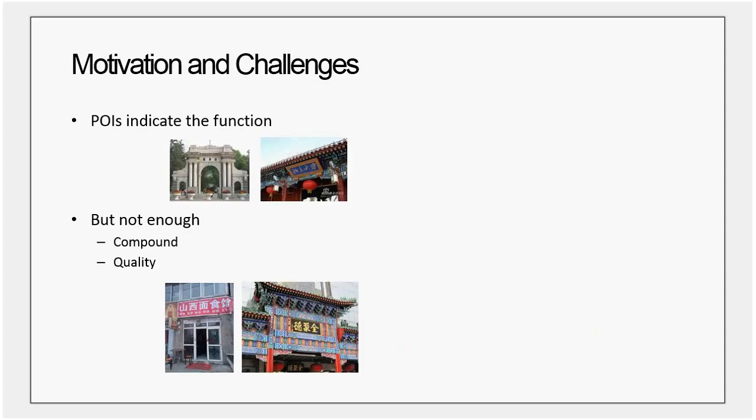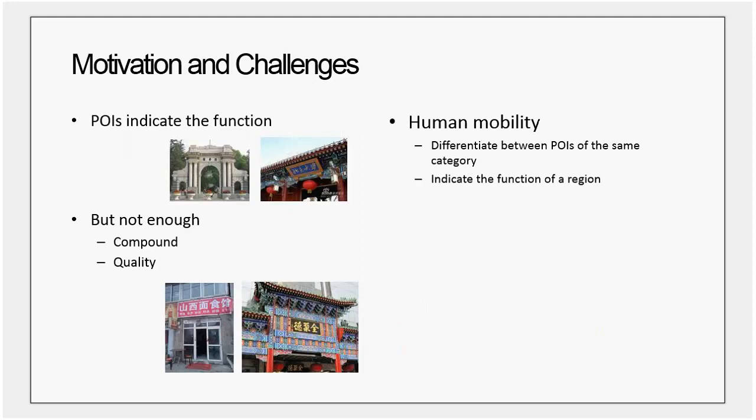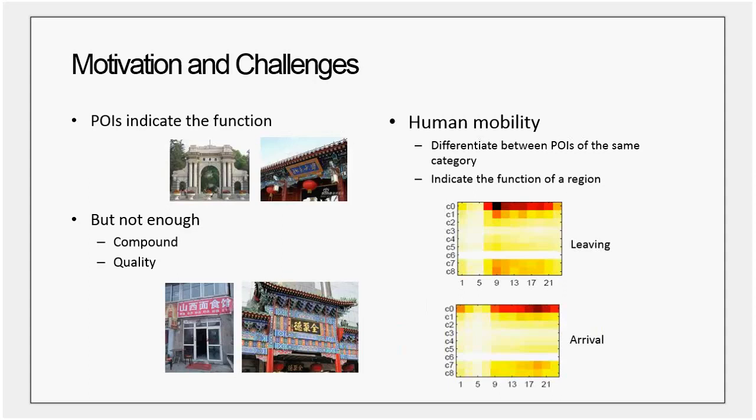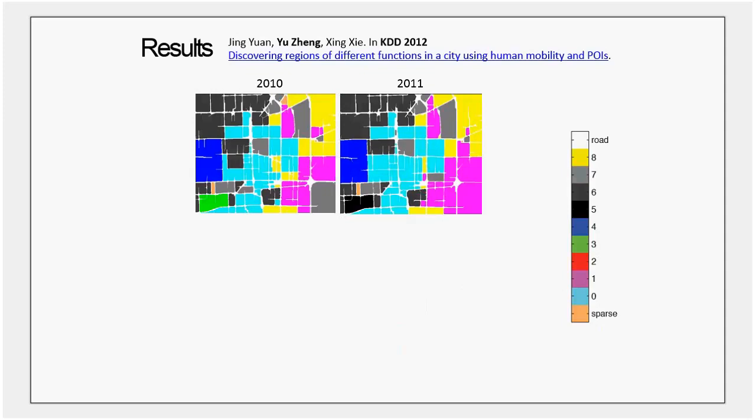So using human mobility data, we can differentiate between POIs of the same category, and also point of interest data can differentiate the functional region itself. Let's take a look at this example. If we see the majority of people leaving a location in the morning and coming back to the location in the evening, then most likely this region could be a residential area. So that's the reason why I need to combine the two kinds of data. How do we evaluate our service?